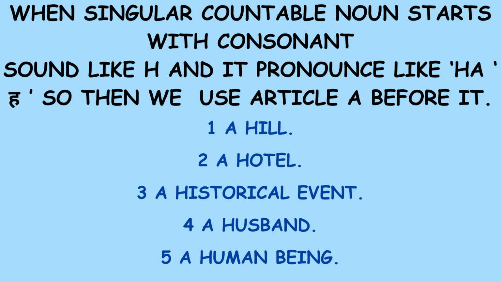When a singular countable noun starts with a consonant sound like H, and it is pronounced like "ha", then we use article a before it. For example, a hill, a hotel, a historical event, a husband, a human being.